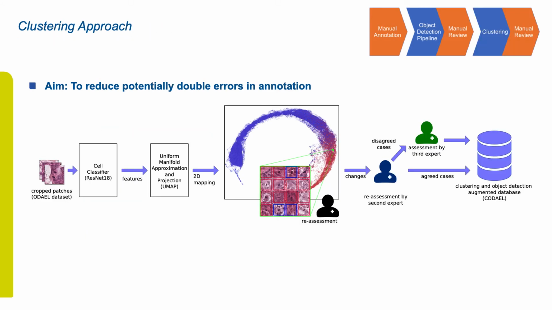Finally, in an attempt to also find cells that were mistakenly classified wrongly by both experts, we used metric learning and clustering to visualize all cells in a two-dimensional plane. Following that, we had a reassessment by the first expert, the secondary expert, and in case of a disagreement, the third expert.